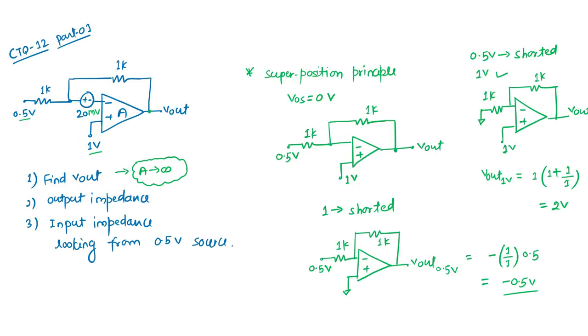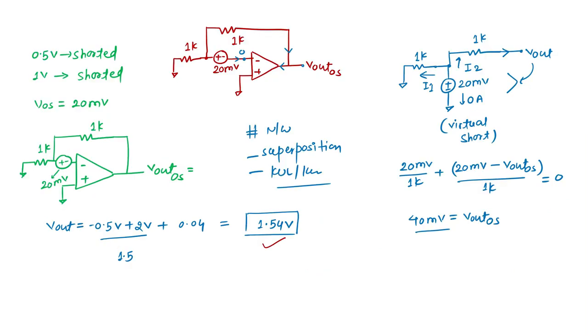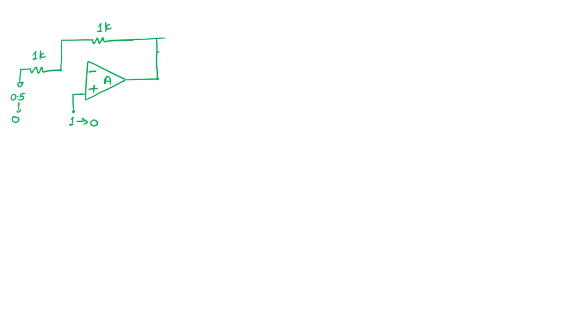Till now we have calculated the output voltage. If I want the output impedance calculation, it is very simple. We all know that for impedance calculation, the 1 volt source is shorted to ground, and this is the 1K, and this 0.5 is also grounded. So the point is, will the offset matter here or not?